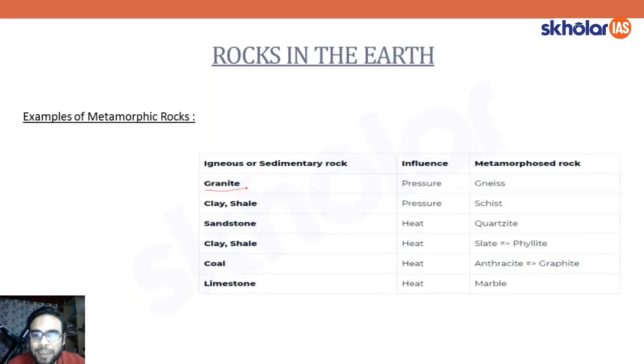Okay, now granite is what kind of rock? Granite is an igneous rock, right? So this igneous rock under the role of pressure will get converted into gneiss. Under the role of pressure means what? Under dynamic metamorphism. Kindly remember, this chart is very, very important. So granite under dynamic metamorphism will get converted into gneiss.